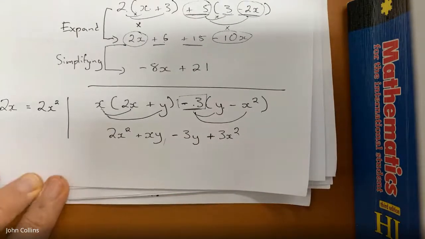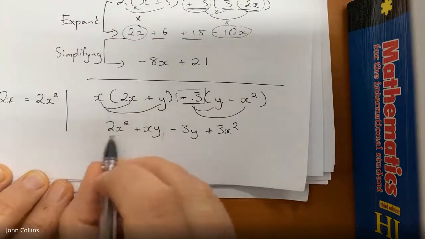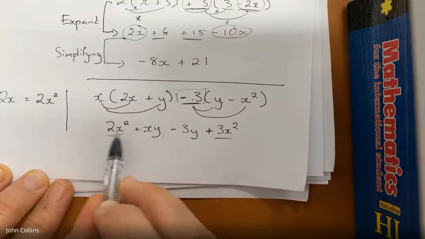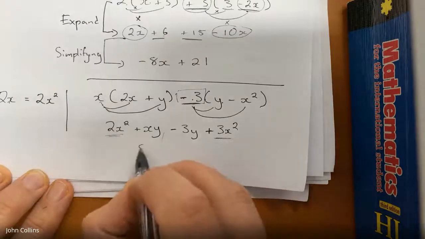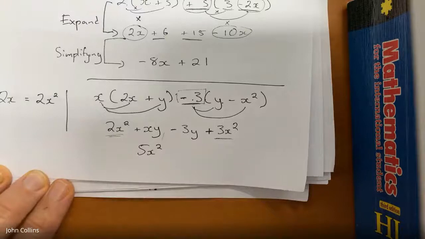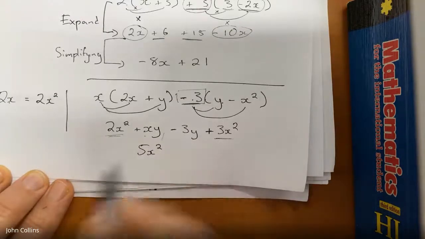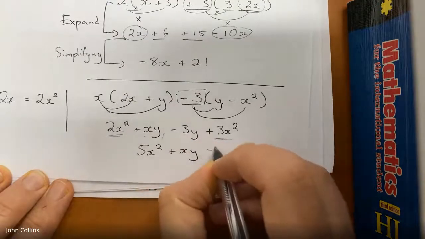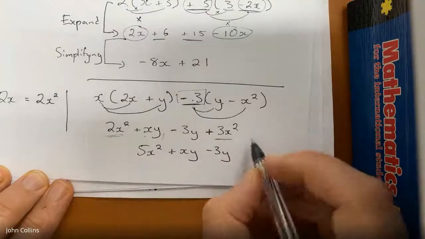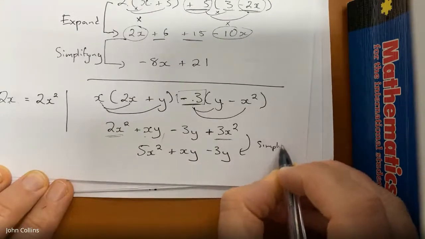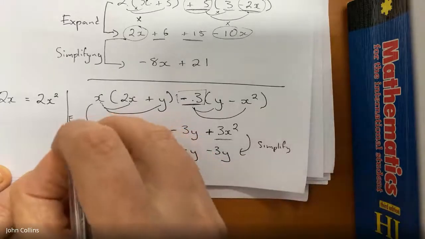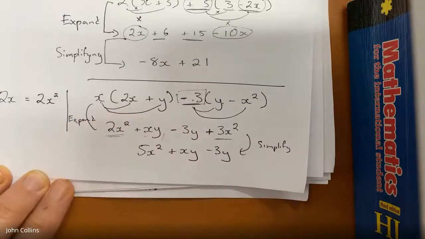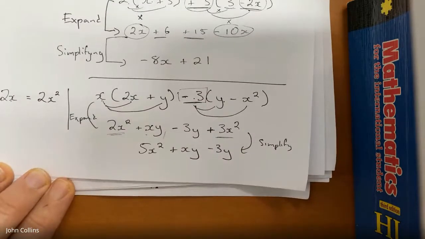Now I look for any like terms. Only the x squareds are alike. I have 2x squareds, and I want to add 3x squareds to it, so I end up with 5x squareds. Plus xy and minus 3y are not the same term, so they are just kept separate. Plus xy minus 3y. And that is it simplified. So from here to here, I was just simplifying. And remember, from here to here is called expanding. So expanding brackets means removing them through multiplication, or sometimes division, but we're just using multiplication for the moment.